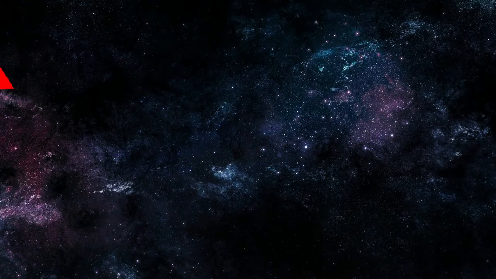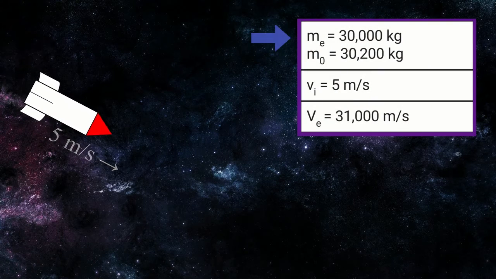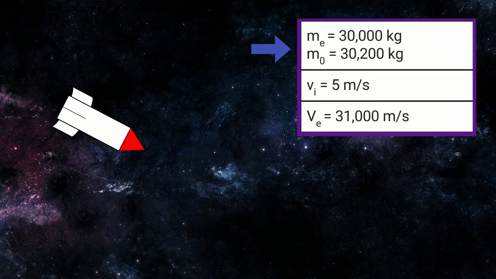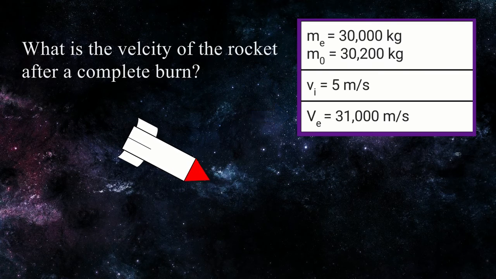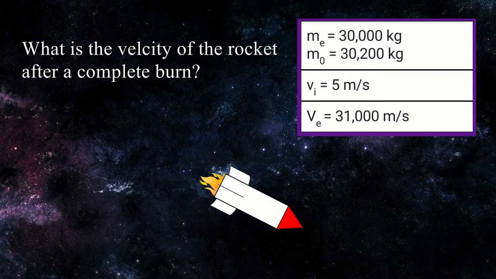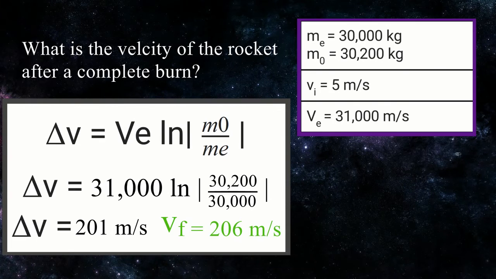Let's say we have a rocket floating around in space. This means we can ignore gravity. It's moving with a velocity of 5 meters per second, and the empty mass of the rocket is 30,000 kilograms. If the rocket has 200 kilograms of fuel and an exhaust velocity of 31,000 meters per second, what is the velocity of the rocket after a complete burn? For this problem, we can just plug in the given values, and we get that the delta V is about 201 meters per second, giving us a resultant velocity of 206 meters per second.